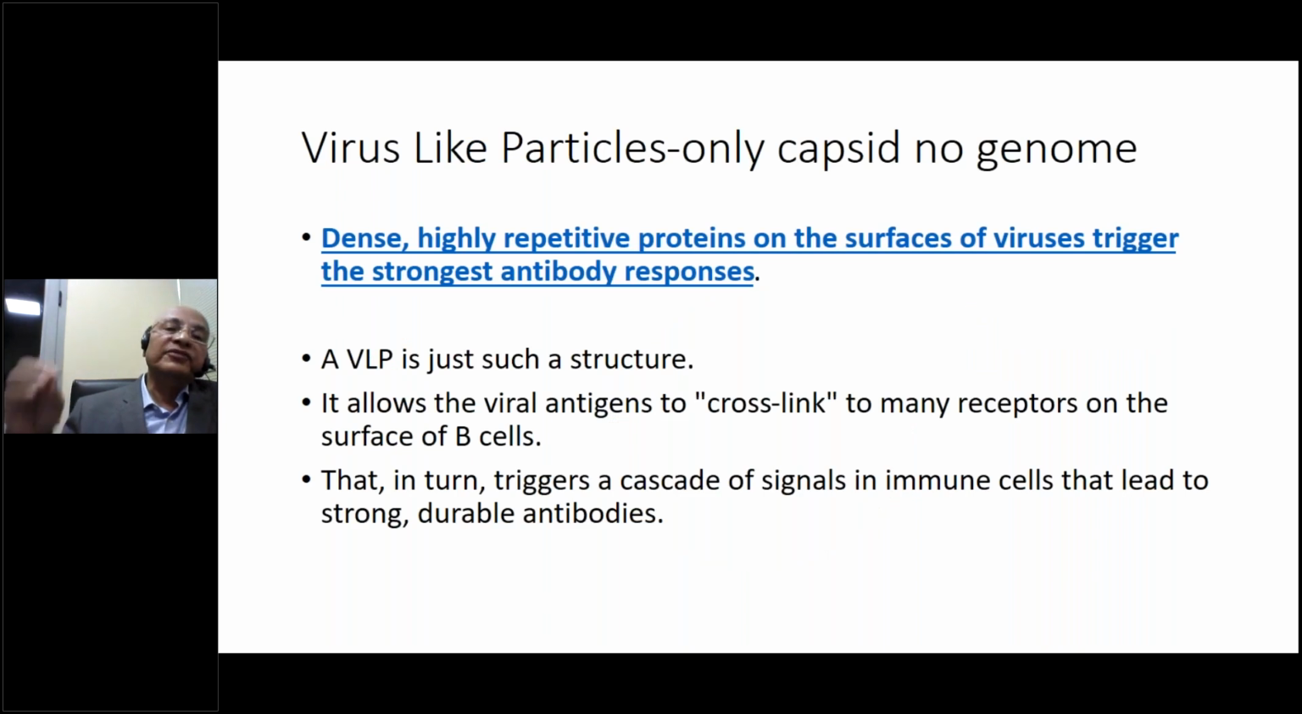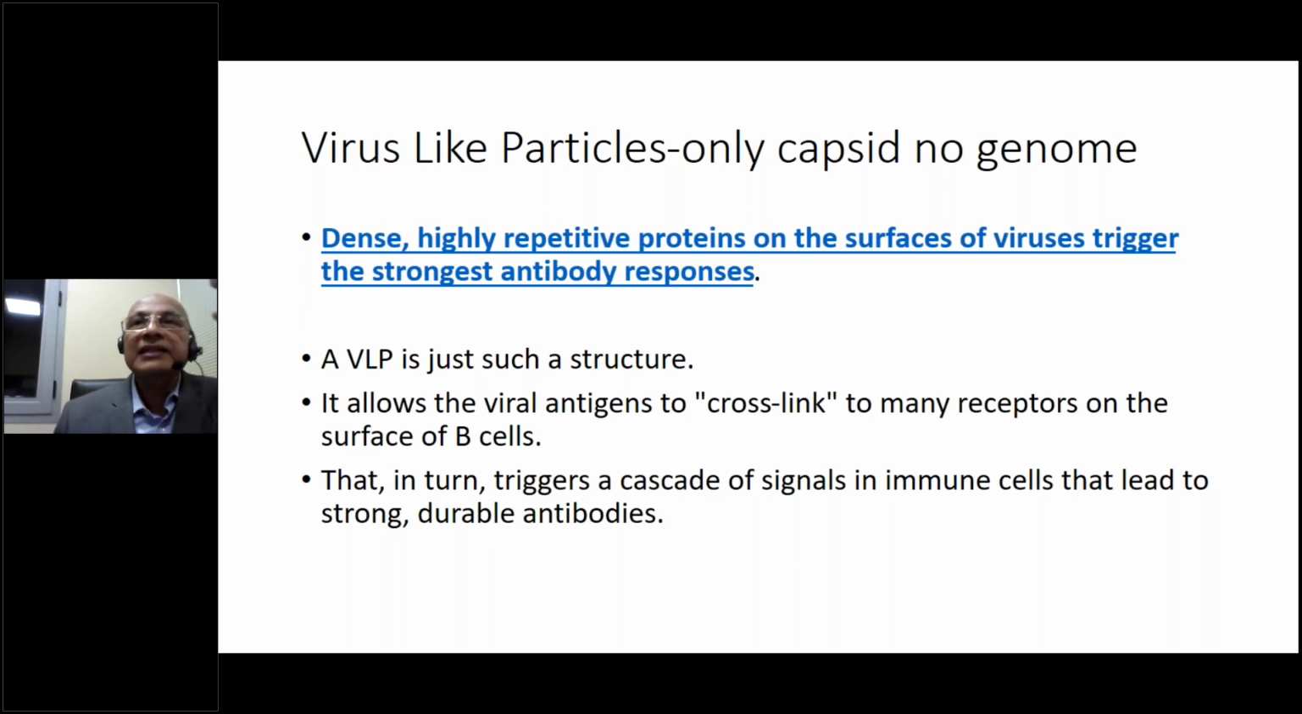So now another very important thing I would like to discuss is virus-like particle, which we mentioned. Virus-like particle is the virus, only the outside capsid, but no genome. Those particles can be coated with different antigens. It becomes a very efficient system because, in fact, the blue statement here is a statement from a Nobel laureate. He said that highly dense, highly repetitive proteins on the surface of the viruses trigger the strongest antibody response because many B cells can be linked together. So the virus-like particle is just a structure. It allows cross-linking of many receptors on the B cell surface.